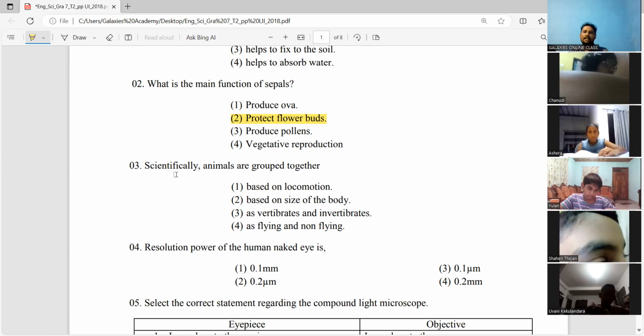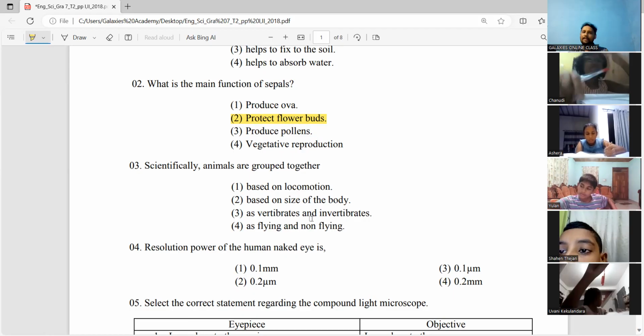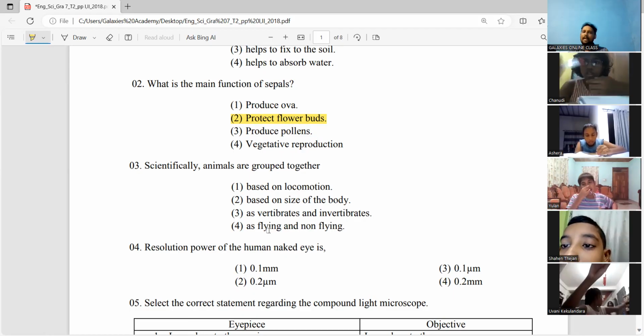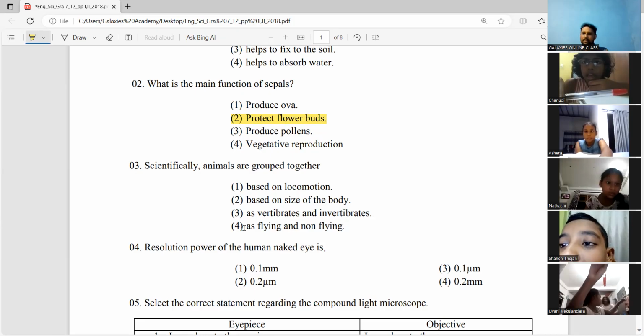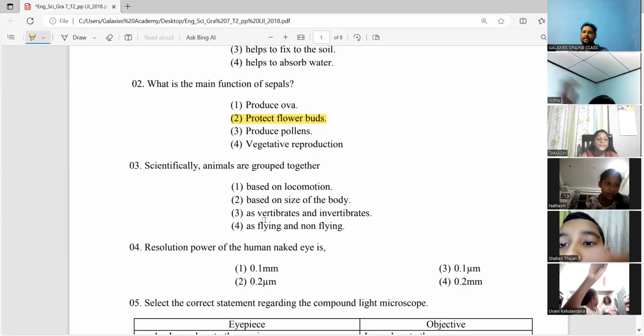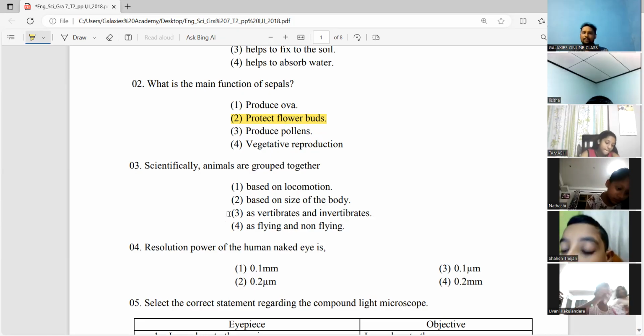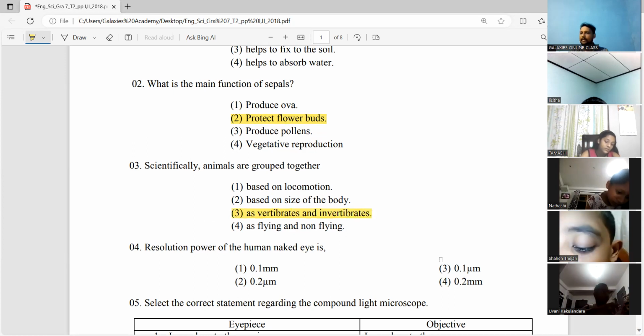Right. Number 3: scientifically, animals are grouped together based on locomotion, based on size of the body, as vertebrates and invertebrates, as flying and non-flying. What's the scientific classification method of the animals? Vertebrates and invertebrates. Yes, as vertebrates and invertebrates, no? With a backbone and without a backbone.